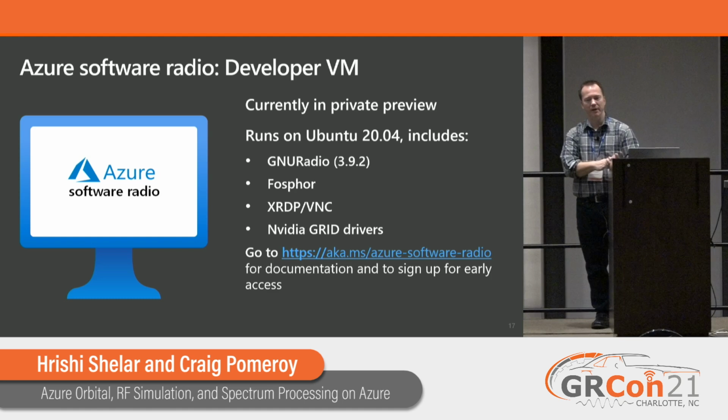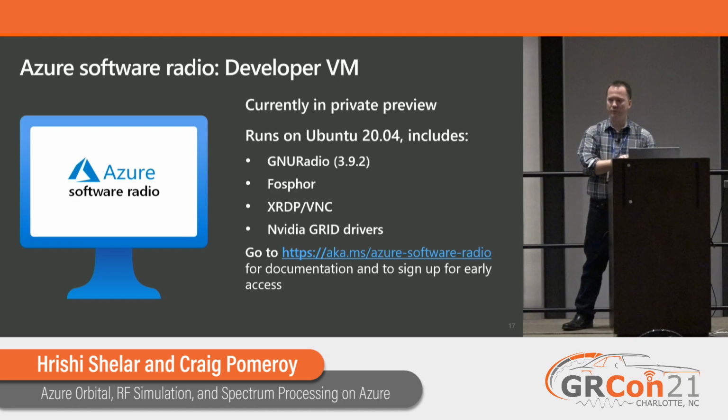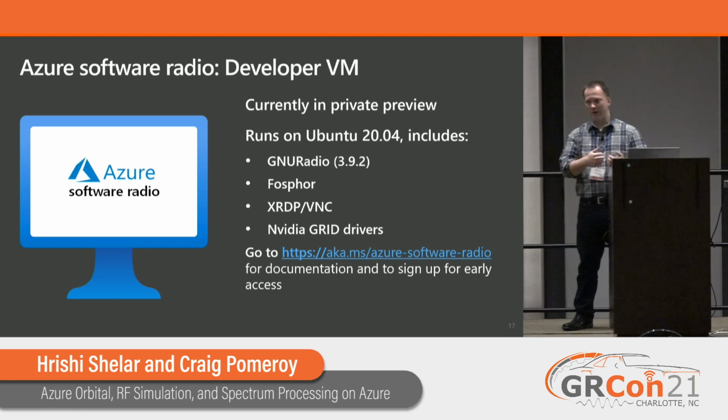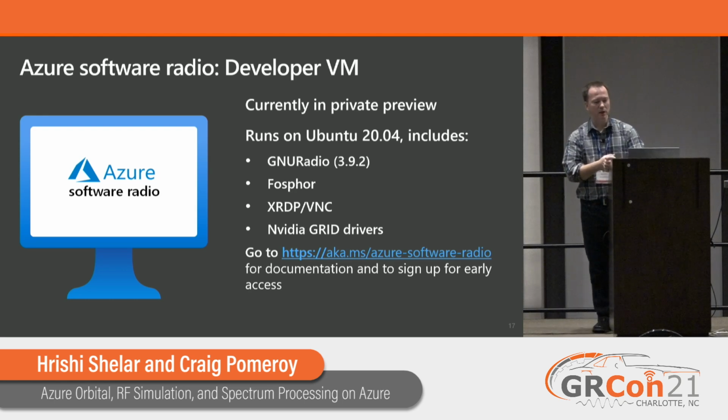The last tool we'll go into is what we're calling our developer VM. This is a virtual machine image currently in private preview, but it's intended to enable users to rapidly deploy identical development environments that already have a lot of tools pre-configured and pre-installed for you. Right now we have GNU Radio on there, a working instance of Phosphor, XRDP or VNC, so you can connect to it with RDP or VNC, whatever you choose, and the NVIDIA GRID drivers to let you do remote visualization. And it's all pre-configured. It works out of the box as long as you choose a VM that has a GPU attached to it, at least if you want to get the GPU acceleration.